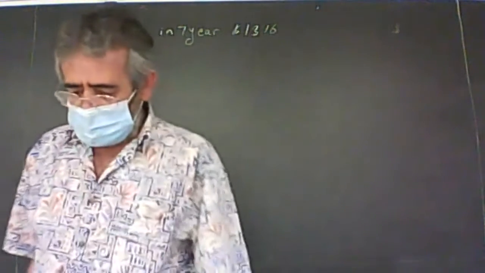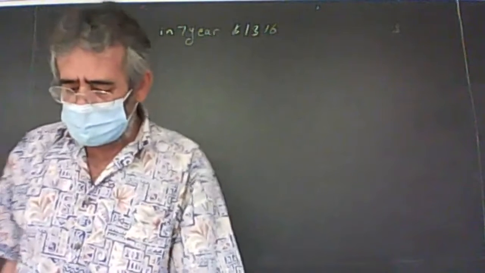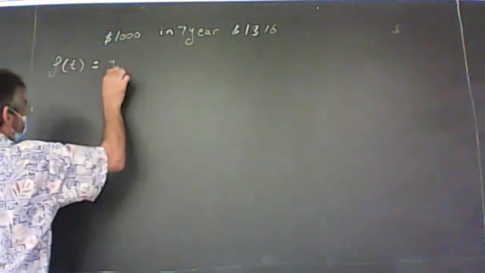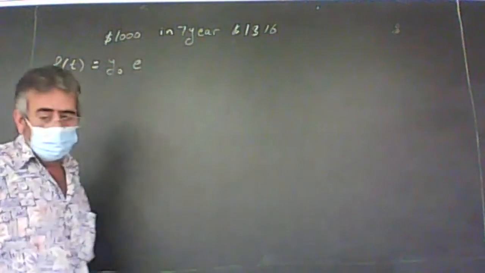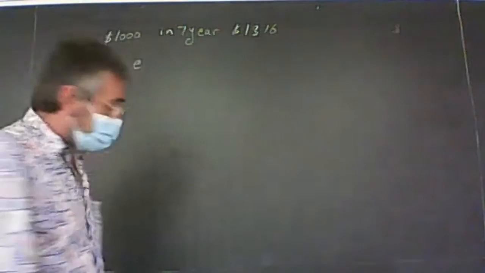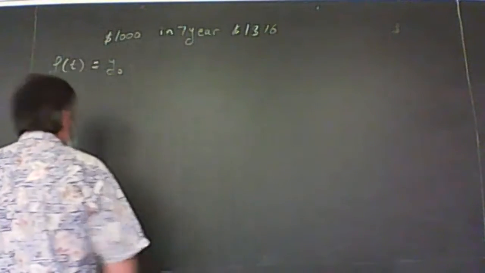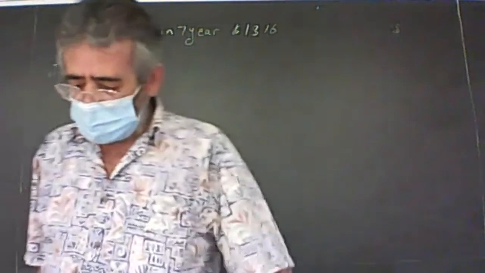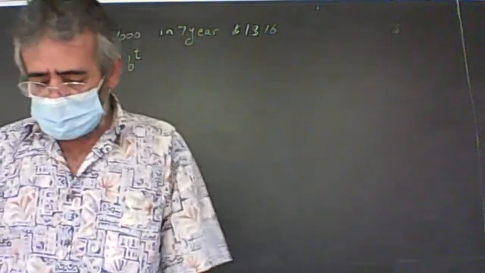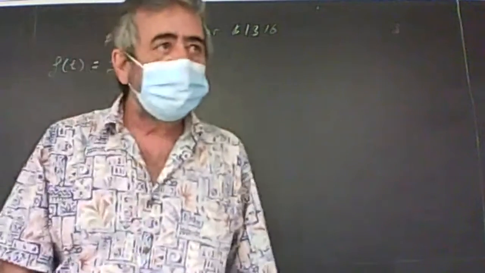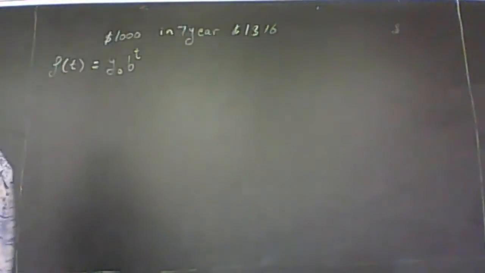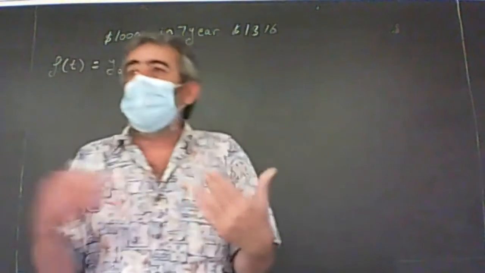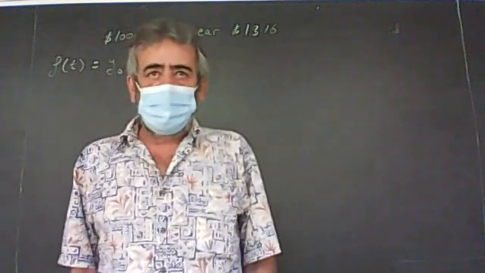The question is, find a growth function of the form f(t) = y0 times b to the power t, that gives the amount in the account after t years, as time goes by. They didn't say e, they say b. So now they're giving me some information from which I have to create my own formula. Okay?